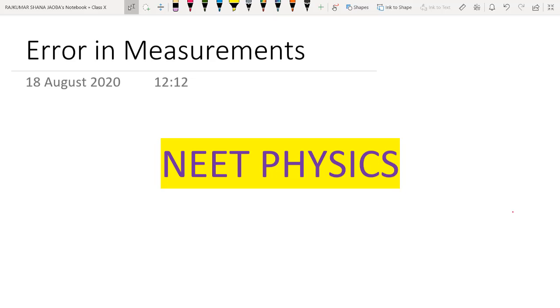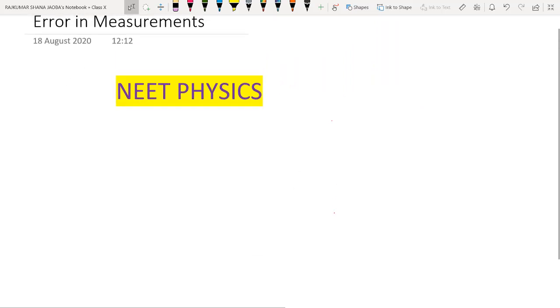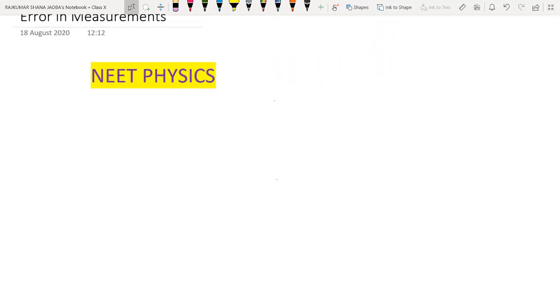The topic is errors in measurements, Physics 11th class, Unit 1. Among the dimensional analysis topics, now let us see significant figures.